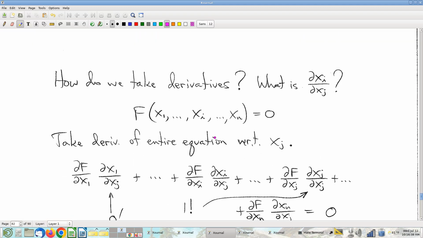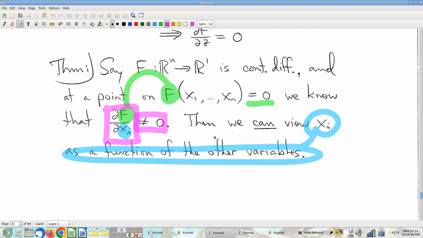All right. So now, I'm going to show you an example in a couple of minutes. But before we get to that, I want to talk through the more practical matter of: okay, fine, but how then would I take derivatives of, let's say, xi? If it's a function of these other variables, then I should be able to take derivatives of it. How would I take the partial derivative of xi with respect to xj?